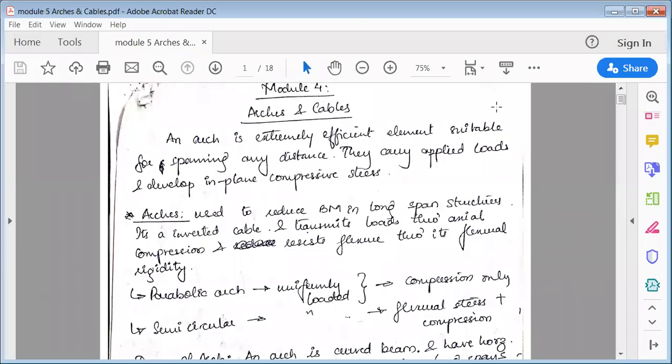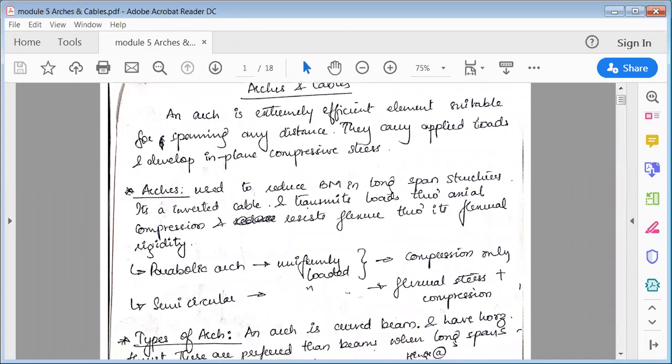Hello everyone. Today we'll study the next module. It's actually module 5 according to the new syllabus. So module 5, arches and cables. In this module, it's divided into two parts. One is you'll be studying about the arches, unit 1, and unit 2 is about cables.